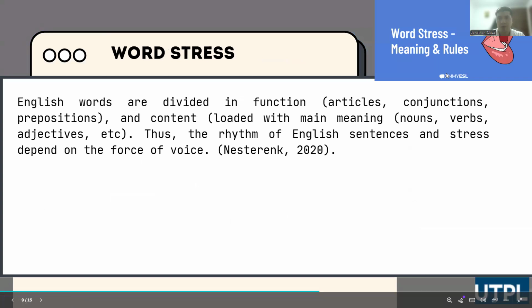Now, let's observe the word stress and meaning rules. For example, English words are divided in function, where we have some articles, conjunctions, and prepositions, and also the content, which is loaded with the main meanings. For example, nouns, adjectives, verbs, and so on. So the rhythm in English also is stress in sentences, and stress will depend on the force of the voice, according to our tutor Nesterenko.